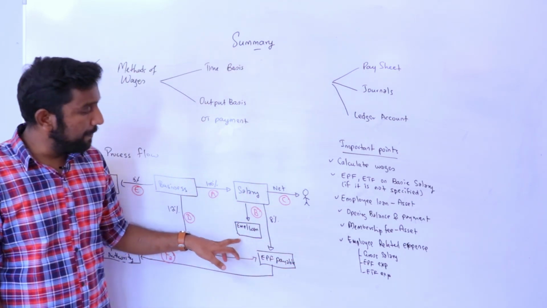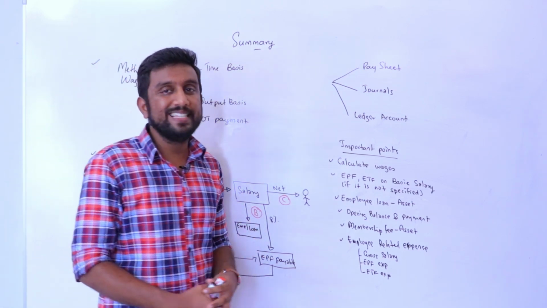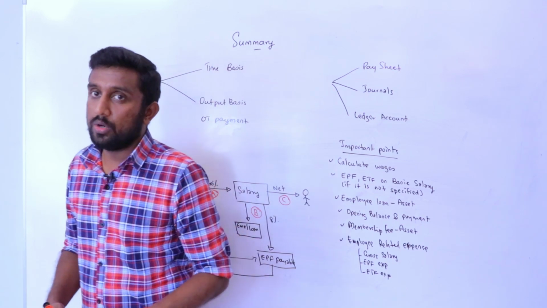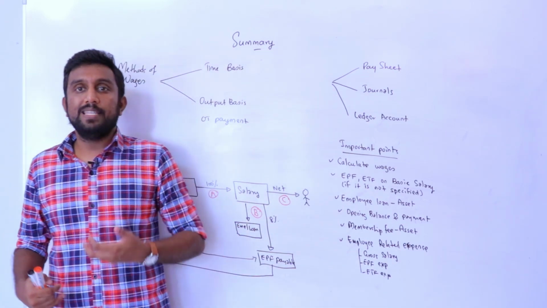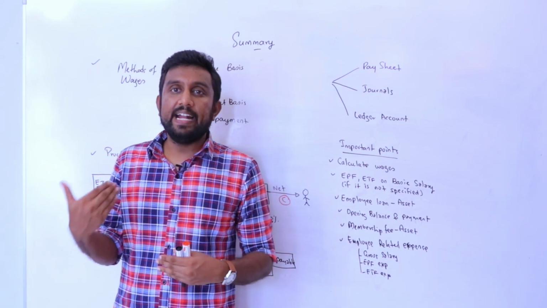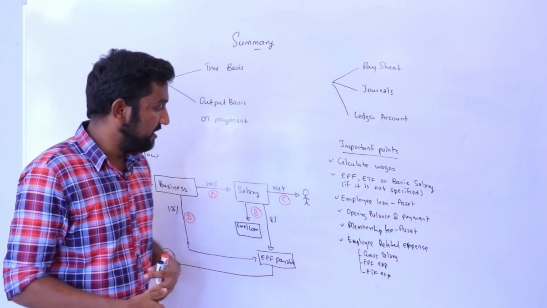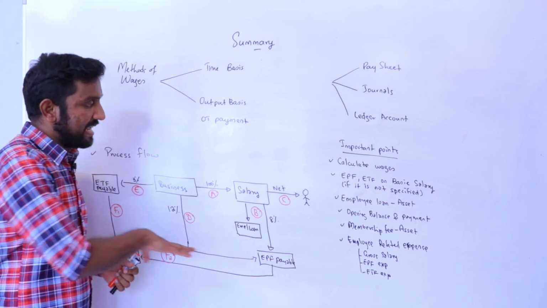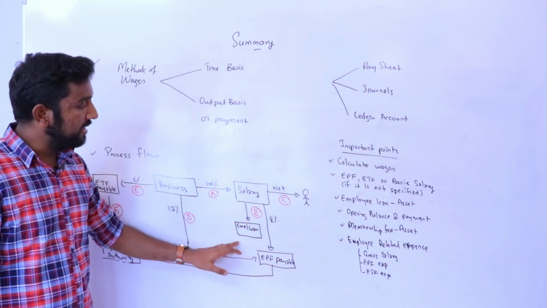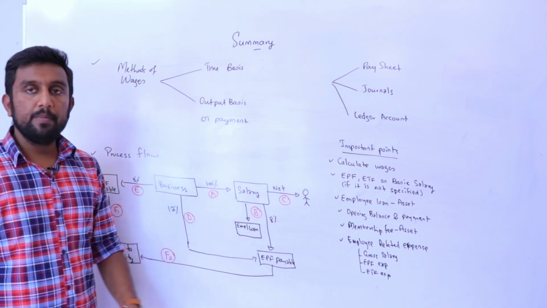Right? So the employee loan deduction double entry is salary control account debit, and employee loan account credit. Employee loan means the business already gave a loan a long time back, and they are deducting it from every month's salary, right? Therefore, employee loan is an asset account that will be covered in the last part of the chapter. Fine. So they are deducting employee loan and EPF payable.